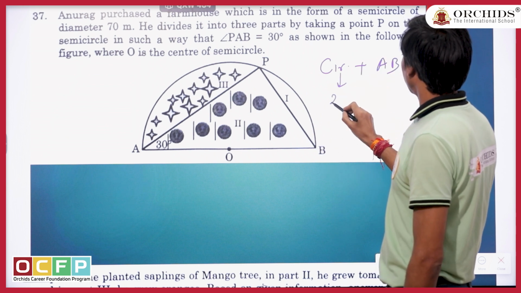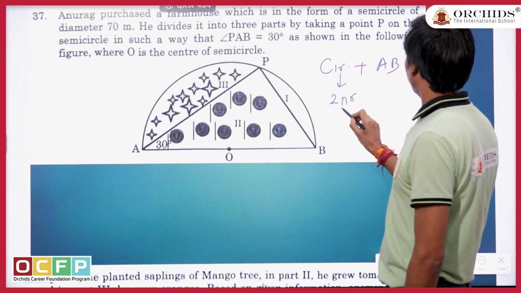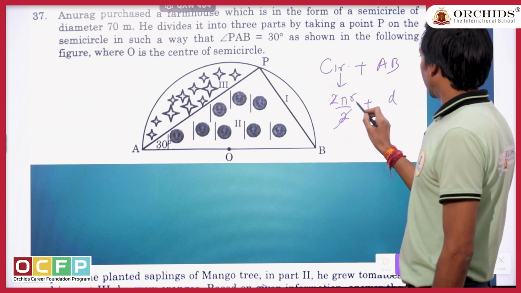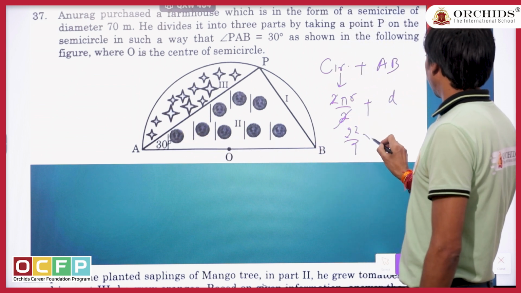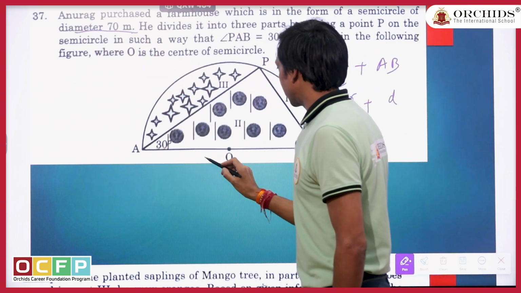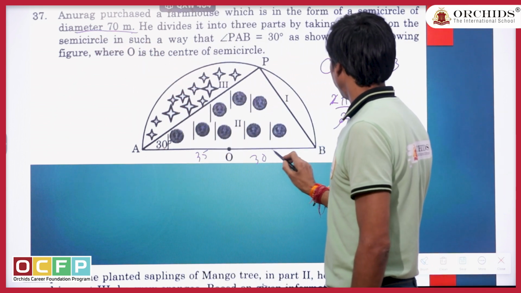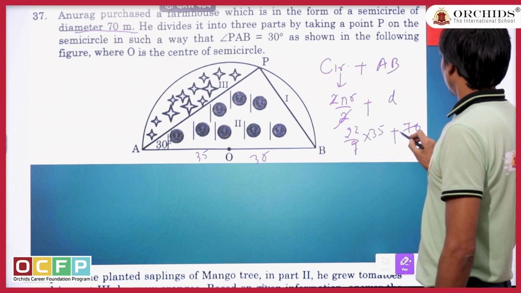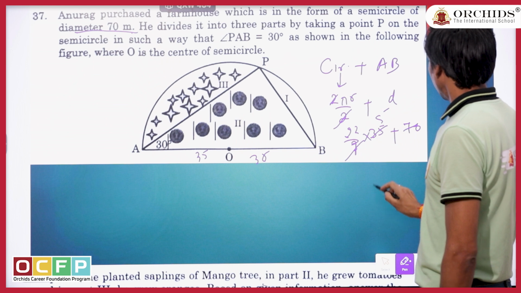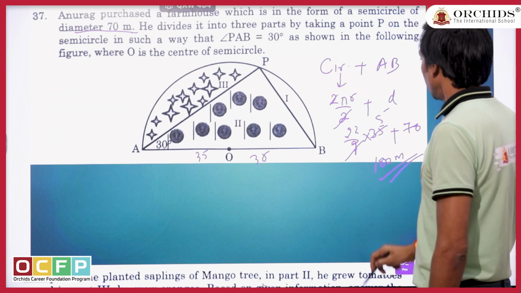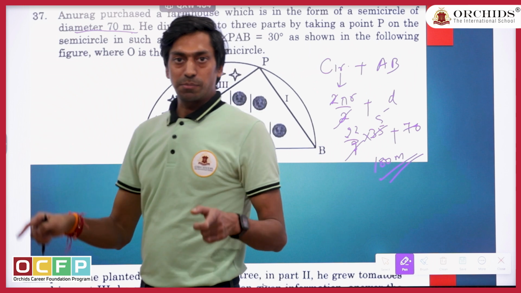The perimeter of the semicircle is 2 pi r divided by 2 plus the length of this, which represents what? Diameter. So I can write 22 by 7 into radius. How much is the radius? In the question the diameter is given as 70 meters, that means the radius is 35. So multiply by 35 plus the diameter, which is 70. When you solve it, you will get 110 plus 70, which is 180. So 180 meters is the wire required to fence the entire piece of land.